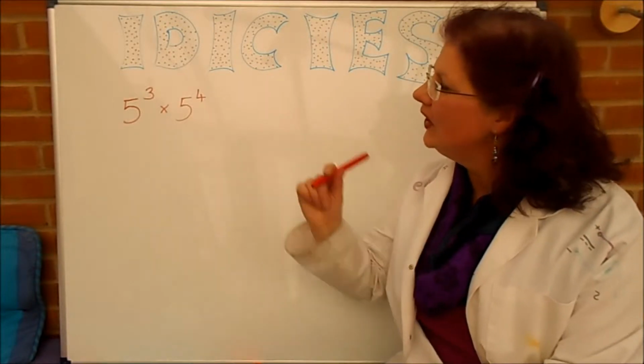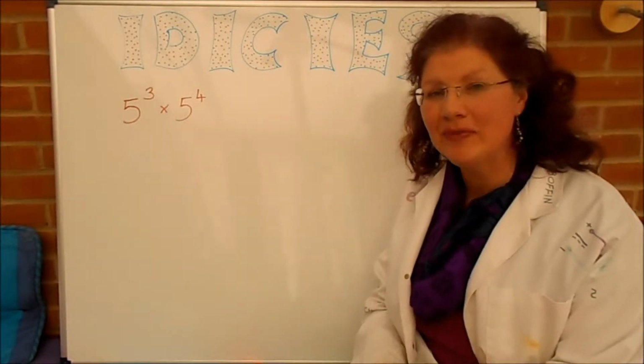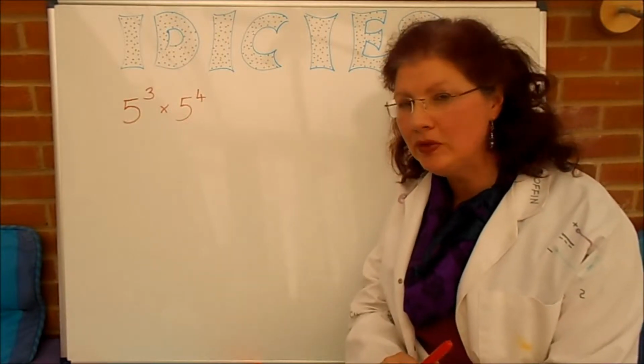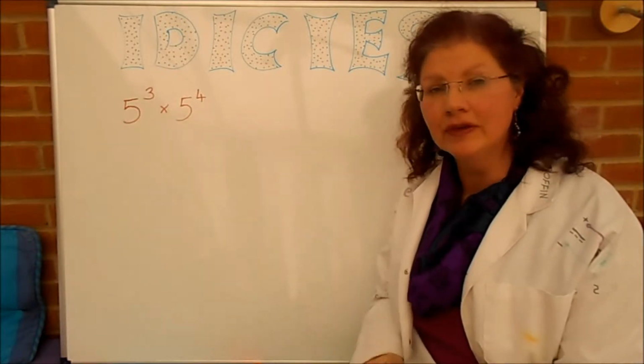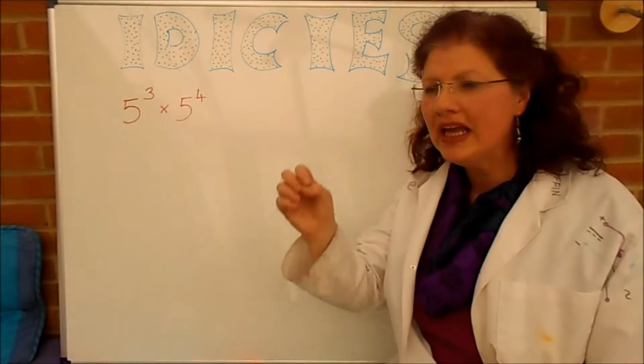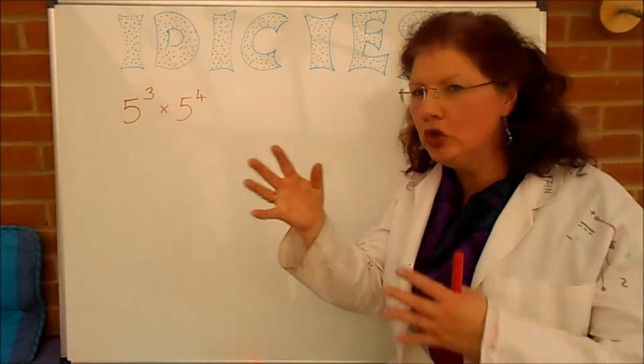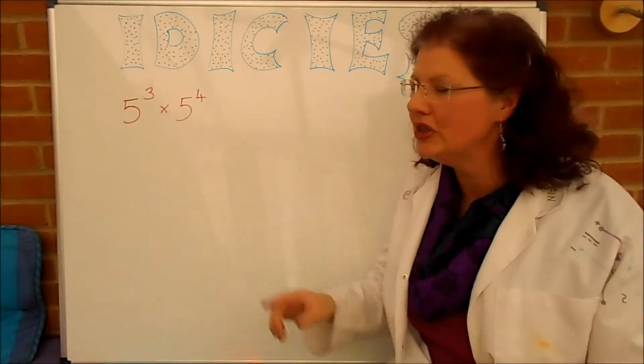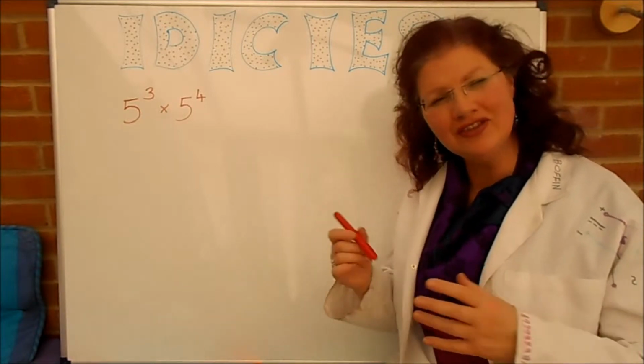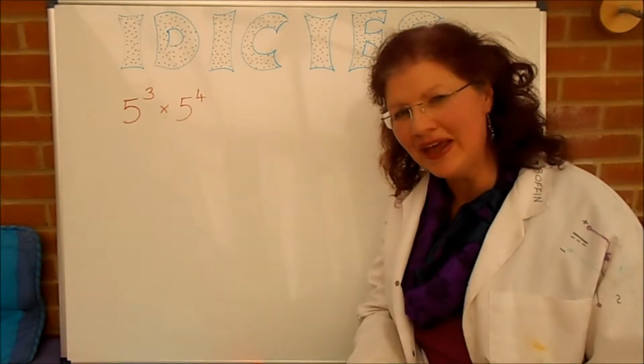What I've got here is 5 to the power 3 times by 5 to the power 4. Now please note that they're multiplied. If those were added, then they wouldn't combine at all. Things like x squared plus x cubed doesn't make x anything, they're just separate terms, but these are multiplied. So let's just have a look at how we can simplify that.